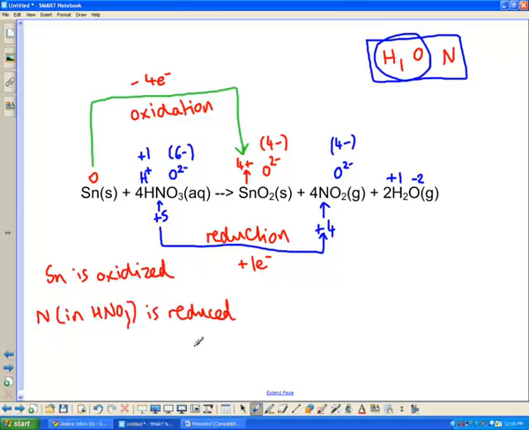If you were to then be asked which is the oxidizing agent, which is the reducing agent, of course this guy, because it's reduced, it's the oxidizing agent. This guy is oxidized, it's the reducing agent. And that is how you can recognize and understand redox reactions.